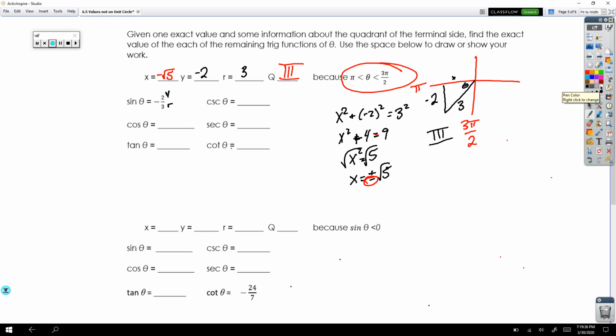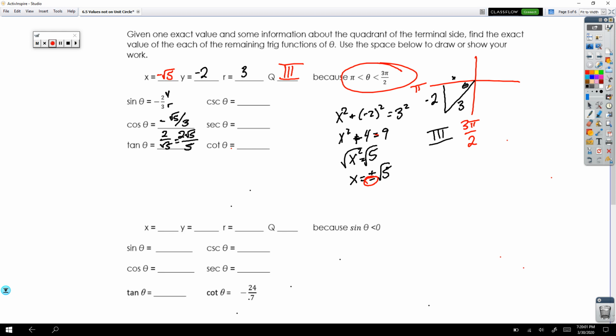So cosine is x over r, negative square root of 5 over 3. Tangent is y over x, negative over negative, we can get rid of those 2 things. So we would have 2 over the square root of 5. Rationalize it, so we get 2 root 5 all over 5. Check your outside numbers. I have 2 and 5. Doesn't simplify, so I'm done.